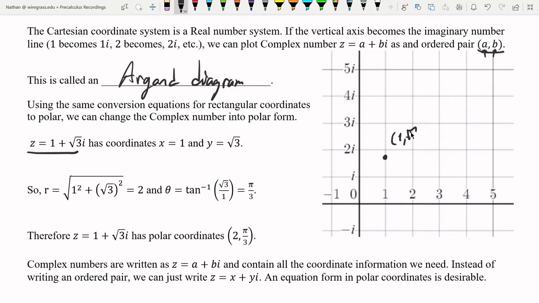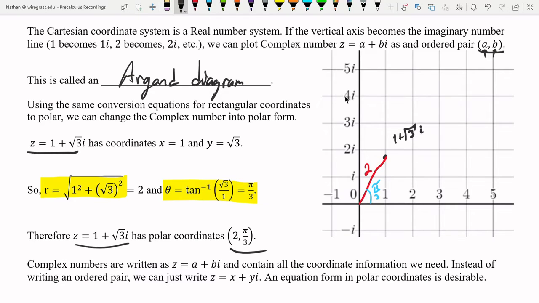I could write it like this, but we don't have to. We can just leave it as 1 plus root 3i. This tells us everything we need to know about it. And doing the actual conversion here, we're going to see that this gives us 2. So we know the radius out is 2. This is 2 units out. And the angle, we get pi over 3. So this is pi over 3 on the complex polar plane.